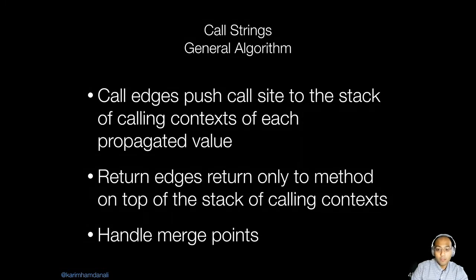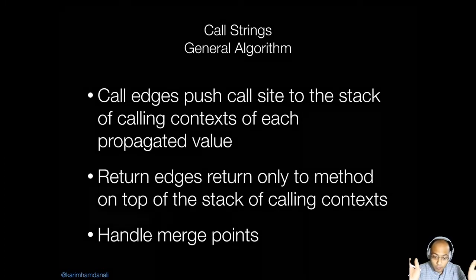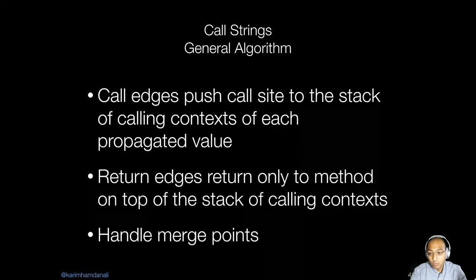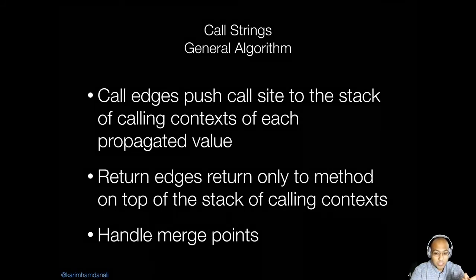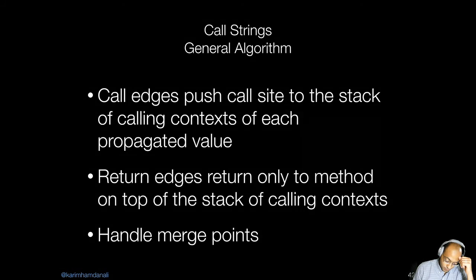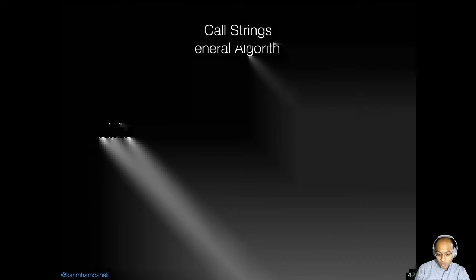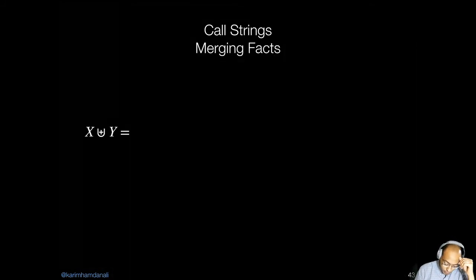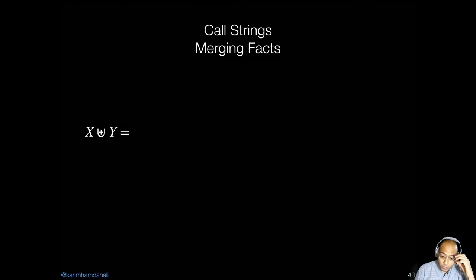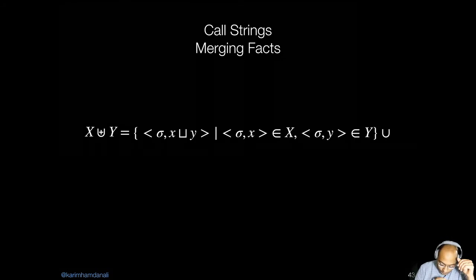So if you have two branches, for example, where you're calling methods in each one of them, you need to define a merge operator that can merge these two facts together, because now you're no longer just propagating facts, but facts that are associated with a call stack, or the call string rather. So it's a pair. The fact now is a pair, a data flow fact and a call string. So how do we merge facts here? This operator means that you have a context X and a context Y, and you want to define a merge operator over them. Formally speaking, this is how we define them.